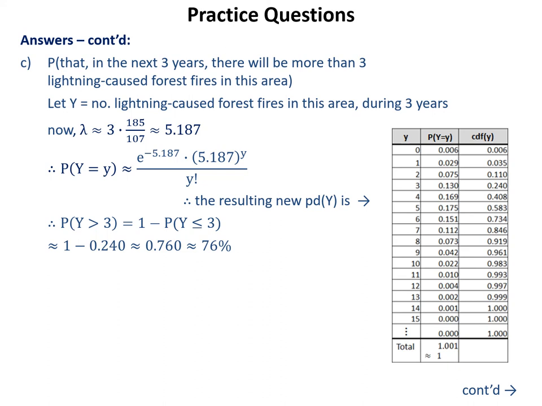And therefore, the probability distribution for Y is approximately e to the minus 5.187 times 5.187 to the power of y over y factorial, which gives us the new PDF for Y that we see on the slide. And here, for the purpose of illustration, we show the entire distribution until we get rounding to 0.000 for the probability and 1.000 for the CDF. We can see here that the probabilities start to round to 0 when y is 15, and the CDF rounds to 1.000 when y is 14. So we only need to go up to 15.